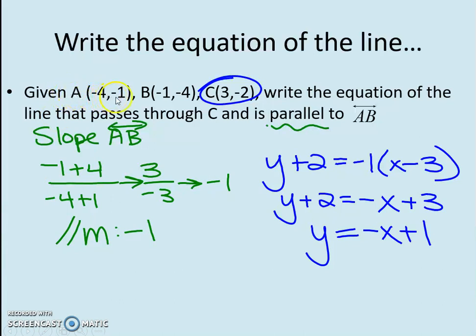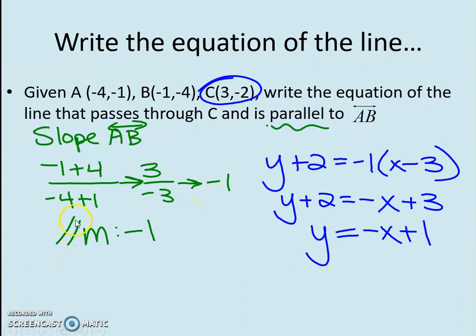Given A (-4, -1), B (-1, -4), C (3, -2). Write the equation of the line that passes through C and is parallel to AB. So we need to find the slope of AB again. With x1, y1, x2, y2, we do negative 1 plus 4 over negative 4 plus 1, and then 3 over negative 3 is negative 1. So the slope of AB is negative 1.